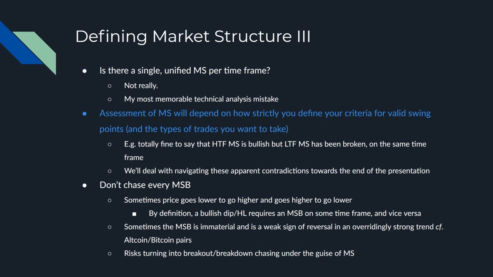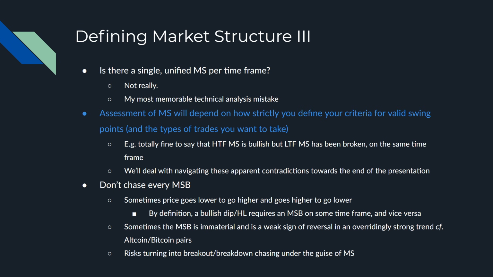Still on defining market structure, difficult question. Is there a single unified market structure per time frame? We can compare this to trend. Let's say the 200 daily moving average is your key for directional bias. In most cases, unless the market's just chopping around the level or it's really close, you'll be able to look at where price is relative to that 200 daily moving average, and it will give you a pretty unambiguous answer as to whether the market's bullish or bearish.